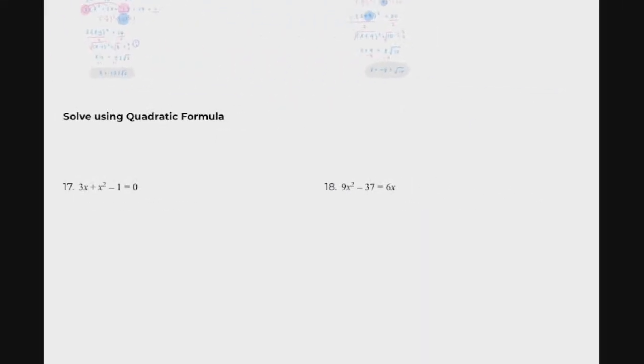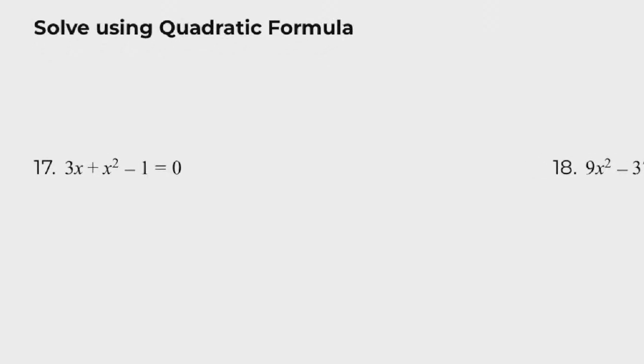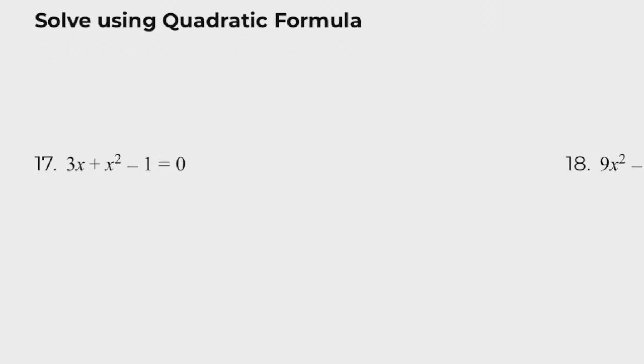Okay, and the last method is using the quadratic formula. So here's the quadratic formula. First, your equation has to be written as ax squared plus bx plus c equals 0. So you want everything on one side and 0 on the other. And the equation is x equals negative b plus or minus the square root of b squared minus 4 times a times c over 2 times a.